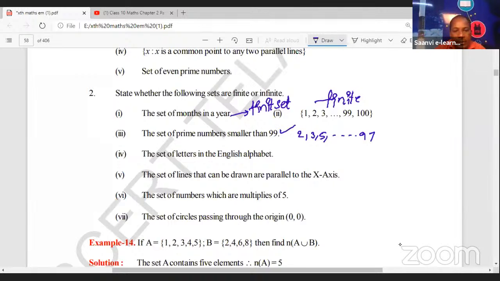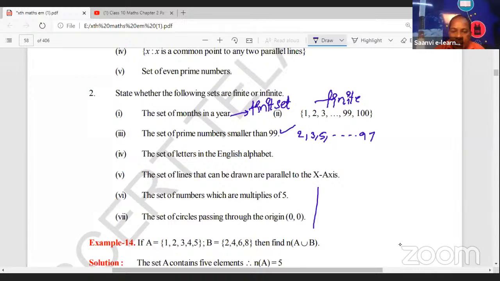And the set of letters in the English alphabet. How many alphabets are there in the English language? We can count them easily. So it is also a finite set. The set of lines that can be drawn parallel to the x-axis.